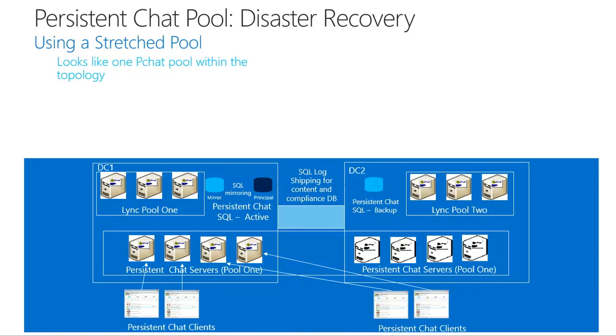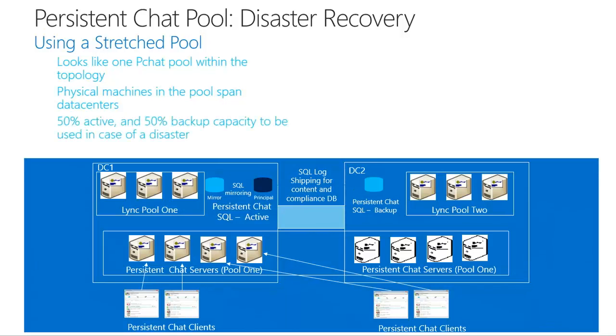So basically, if you have 20,000 users that you need to support, you would need 4 FEs in one pool and 4 FEs in another pool, and that would support 20,000 users failover in case of a DR. The users will be moved to the second pool. So physical machines in the pool span the centers, with 50% active and 50% backup capacity used in case of a disaster.